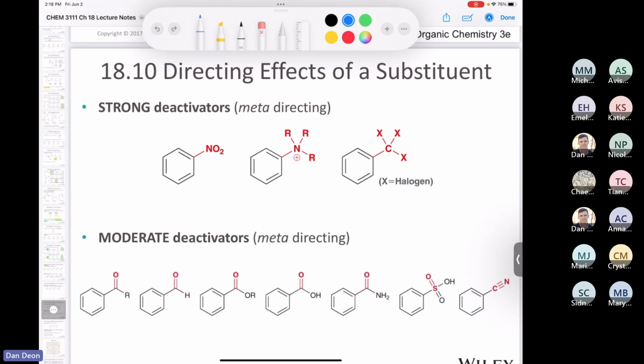Also, if you have some kind of trihalo alkyl group, like CBr3, for example, and you probably saw that molecule towards the end of the slide deck, that would be a really powerful deactivating group. Since you've got so many halogens, it pulls electron density away like crazy.